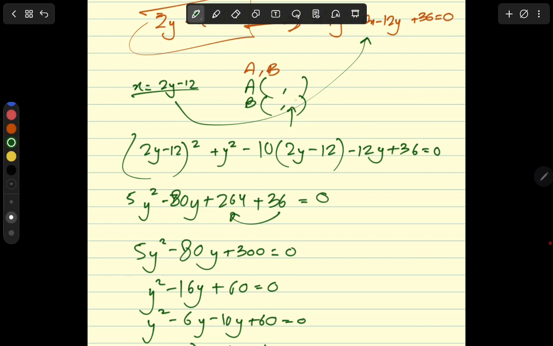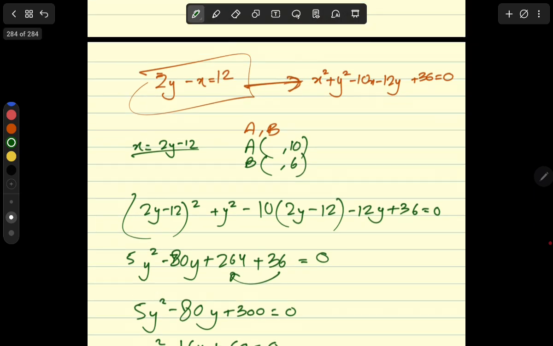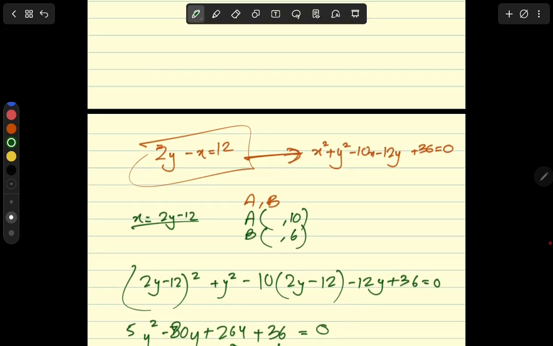So I will put 10 here and 6 here, and then since this is a point of intersection between the line and the circle, I can put this in the line as well. So this becomes 20 minus 12 is 8, and 12 minus 12 is 0. So A will be (8, 10), A or B, it could be either, we don't know for sure. And B is (0, 6).